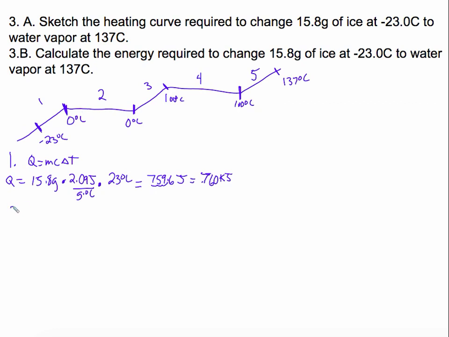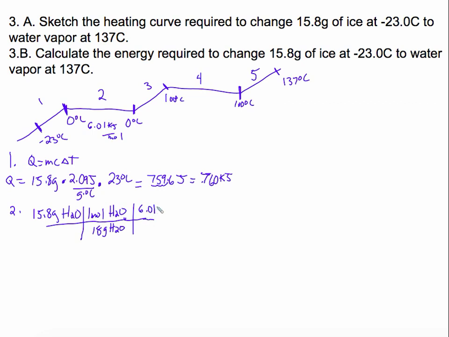Okay, number 2 is a flat spot of the graph. For step 2, the phase change is called melting, so you have to use the heat of fusion. The heat of fusion for step 2 is 6.01 kilojoules per mole. So what we have to do first is take our 15.8 grams of water, which ice is still H2O, and change it to moles. So 1 mole of water equals 18 grams of water. Then you use this 6.01.